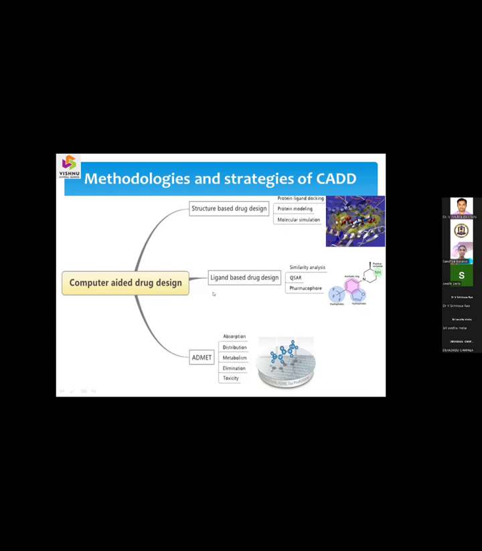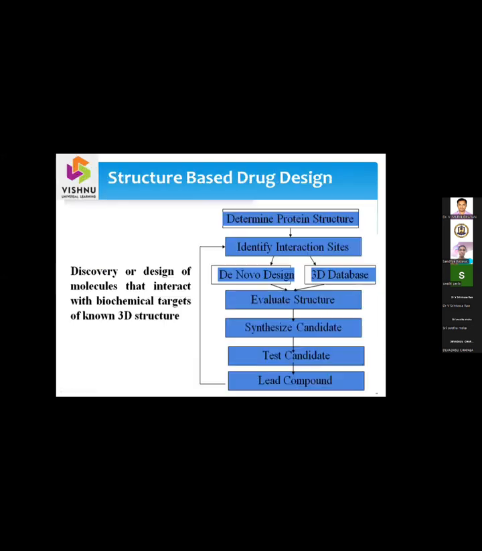And the ligand-based method is an indirect method. We don't know the structure of the protein. We don't know the structure of the ligand. Just based on the available database, we go for ligand-based drug design, which includes similarity analysis, QSAR models, and pharmacophore models. Next, ADMET prediction. By using CADD, we can go for ADMET prediction also: absorption, distribution, metabolism, elimination, and toxicity. We have different software available online for computer-aided drug design.